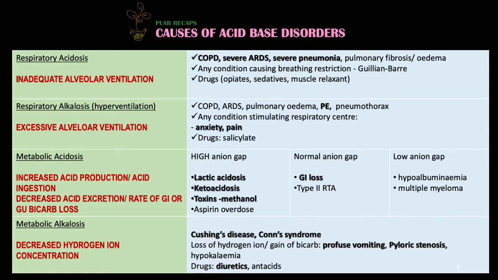Metabolic acidosis is caused by an increased acid production or acid ingestion. A decreased acid excretion by the GI or GU tract or bicarbonate loss can also cause a metabolic acidosis. Calculating the anion gap helps point to the likely cause. Acid production or ingestion would cause the anion gap to be naturally high, while a reduced production or increased excretion of bicarb would cause the anion gap to be normal.